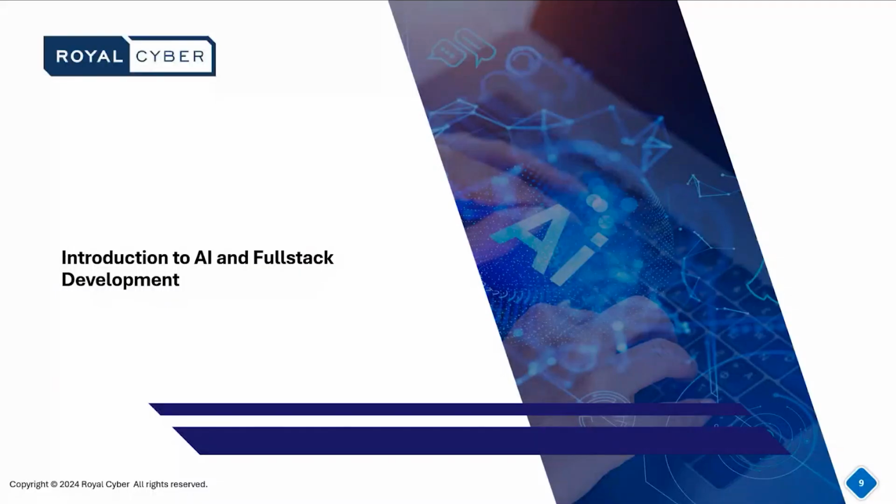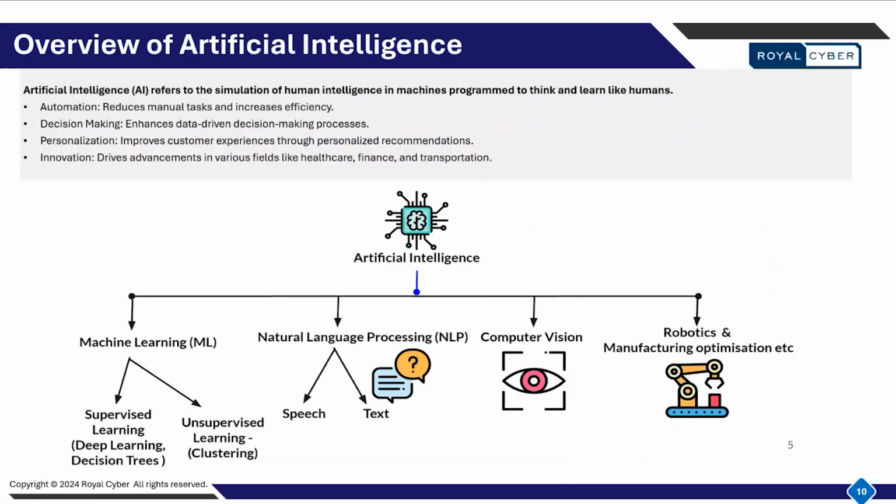Now let's shift our focus to the foundation of our discussion: an introduction to AI and full-stack development. Let's take a closer look at artificial intelligence, or AI. Artificial intelligence refers to the simulation of human intelligence in machines that are programmed to think, learn, and make decisions much like humans do. This technology plays a critical role in transforming how we interact with the world around us.